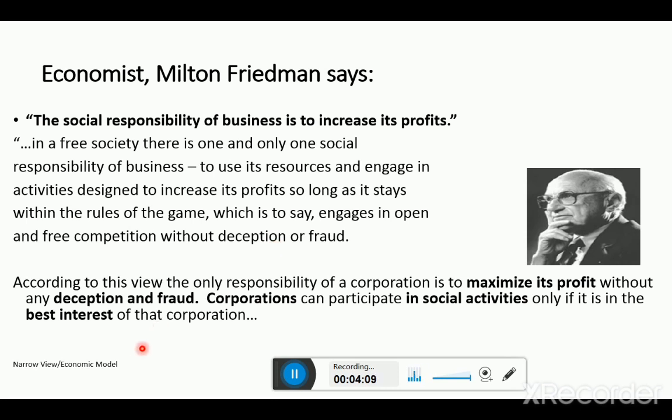It means that the organization should earn the money. So according to this view, the only responsibility of a corporation is to maximize its profit without any deception or fraud. Corporations can participate in social activities only if it is in the best interest of that organization.